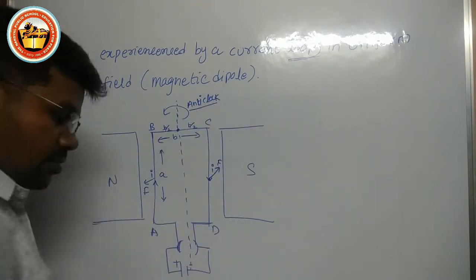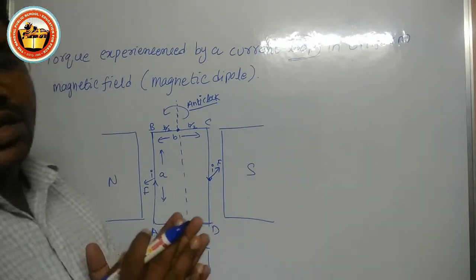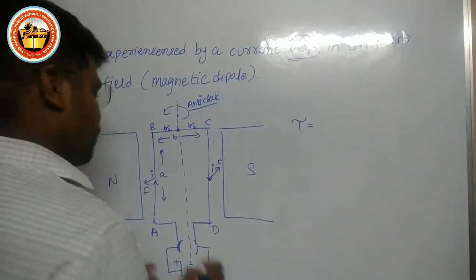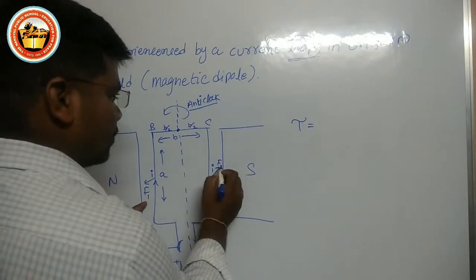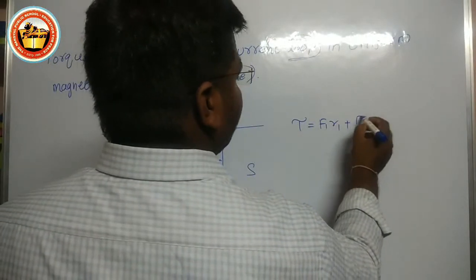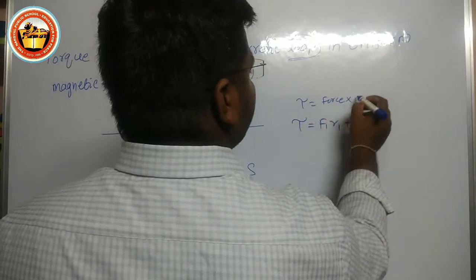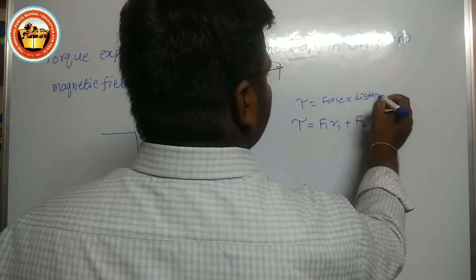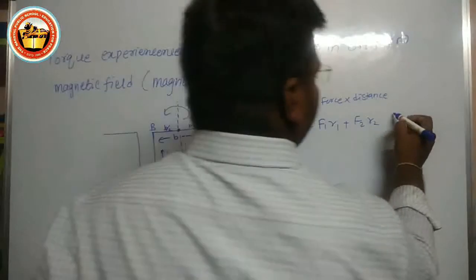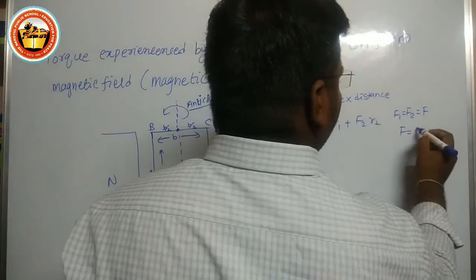Anti-clockwise. Here we have to find the couple. Tau is equal to F1 into R1 plus F2 into R2. We know that tau is equal to force into perpendicular distance. Here F1 is equal to F2 is equal to F, and that F is equal to ILB.